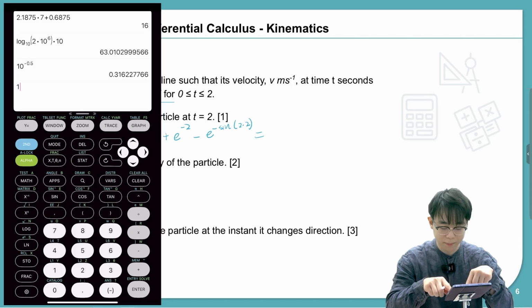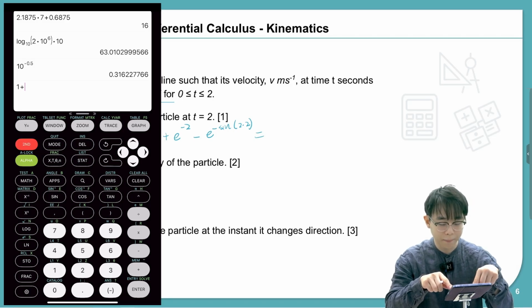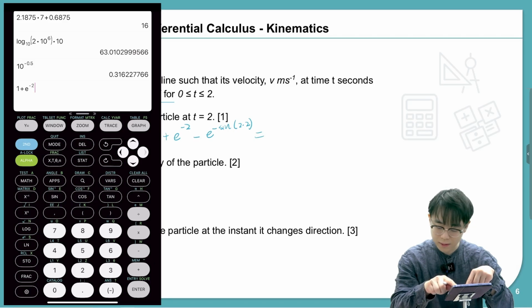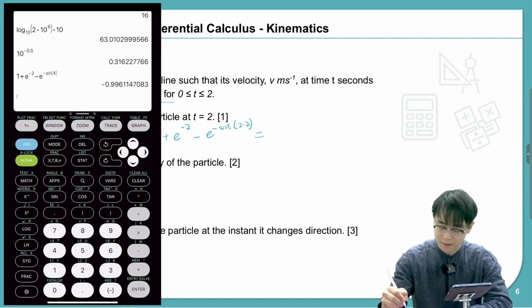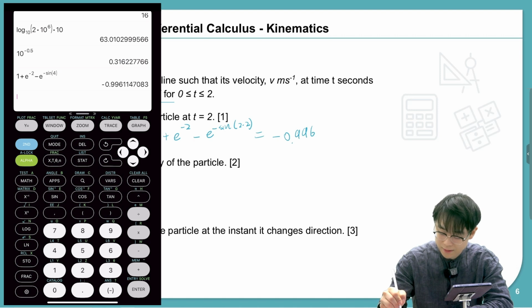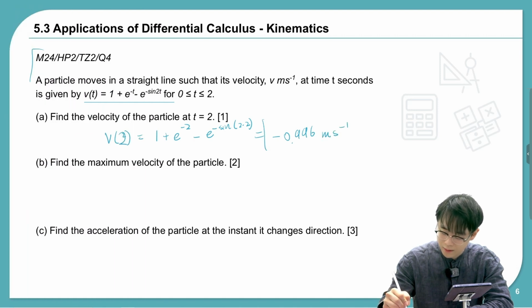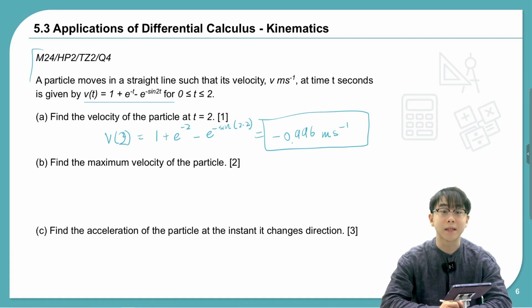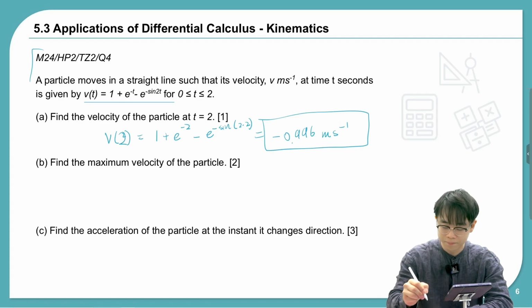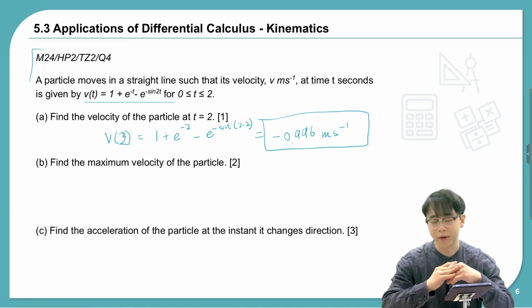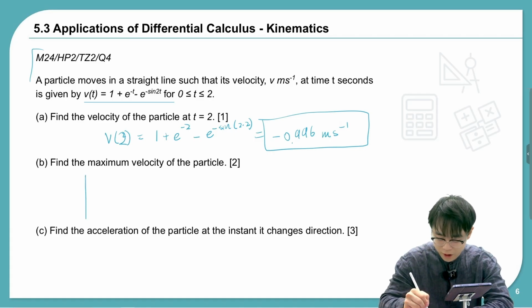So we have 1 plus e to the power of negative 2, and then minus e to the power of negative sine 4. Okay, so that would give us negative 0.996 meters per second. And that is the velocity of the particle at t equals 2. Next, we want to find the maximum velocity of the particle. Since we don't know if it's going to be changing directions, going negative and all that, we would want to check by plotting this first.